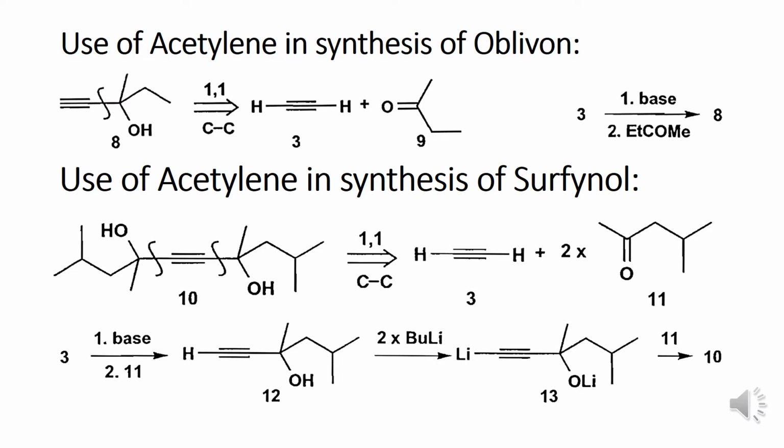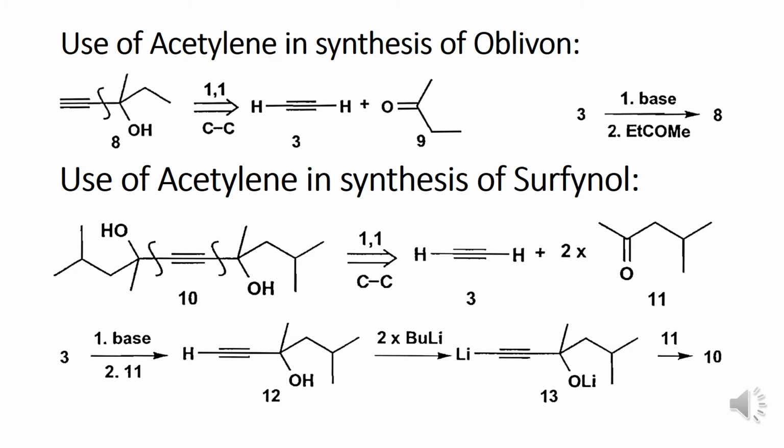These products still have an acidic hydrogen on the triple bond, so they can react with a base and electrophiles. We have another example of the use of acetylene in the synthesis of surfenol. Surfenol is clearly an acetylene diadduct with the same ketone, that is structure 11, being used twice, and that way we can synthesize these two important molecules.